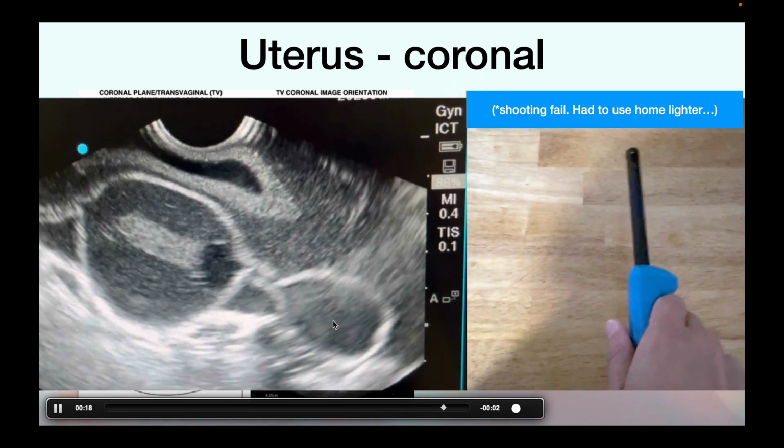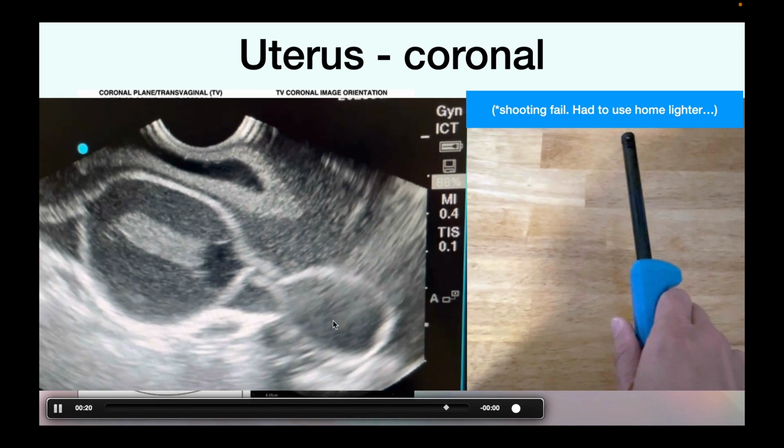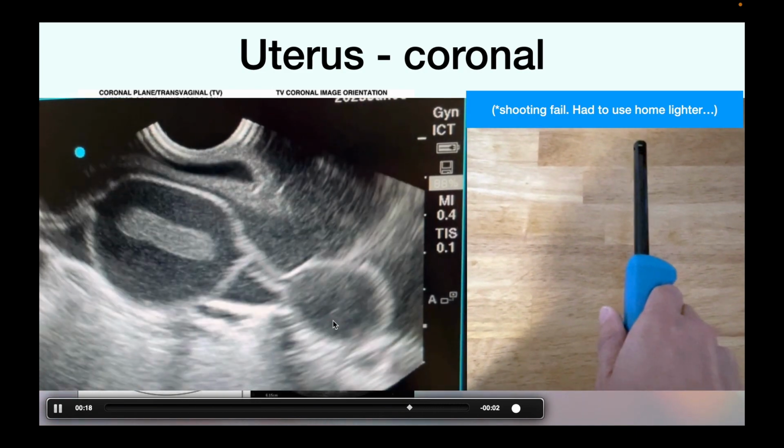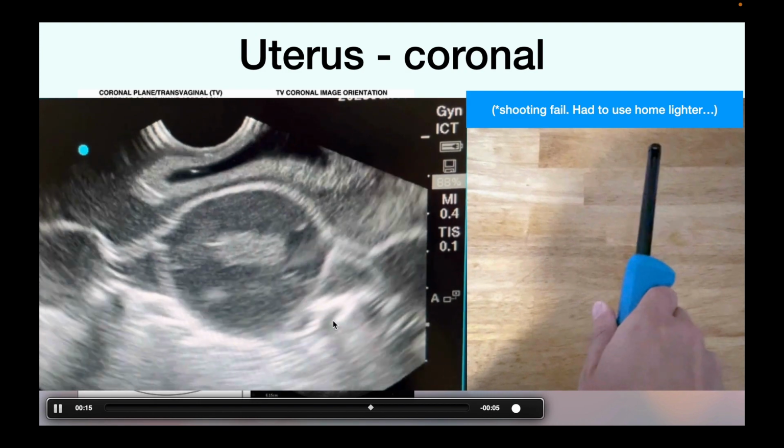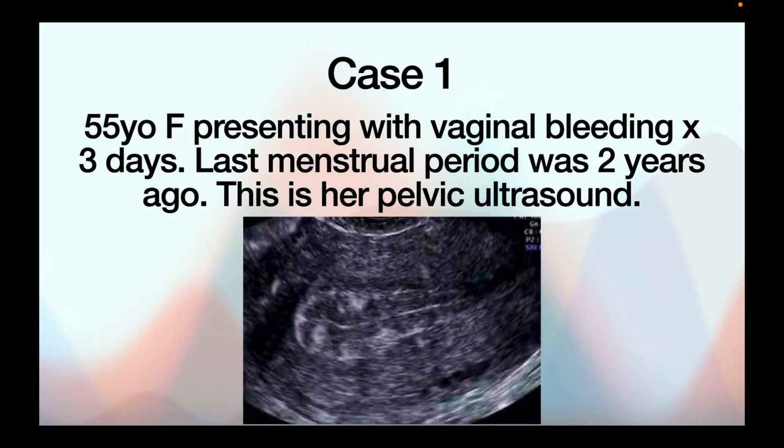And remember that you're using your opposite hand to push down on the umbilicus so that you're moving the uterus closer to your window. All right, let's do a case. You have a 55-year-old woman who is postmenopausal, and she comes in with vaginal bleeding for 3 days.